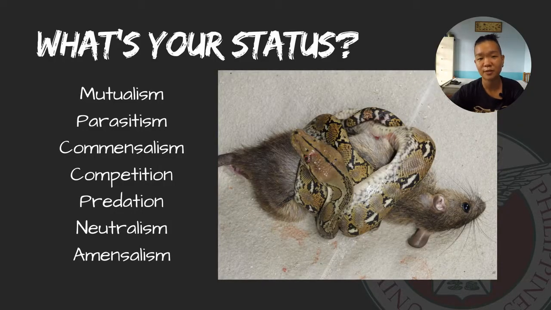Okay, so let's have a look at this one. Ooh. One is a baby python, and the other one is also a relatively juvenile rat. Damn, that's pretty sick. Alright, so what relationship do you think they have? I mean, it's very, very obvious. This relationship is predation. Ta-da. Let's move on to the next one.